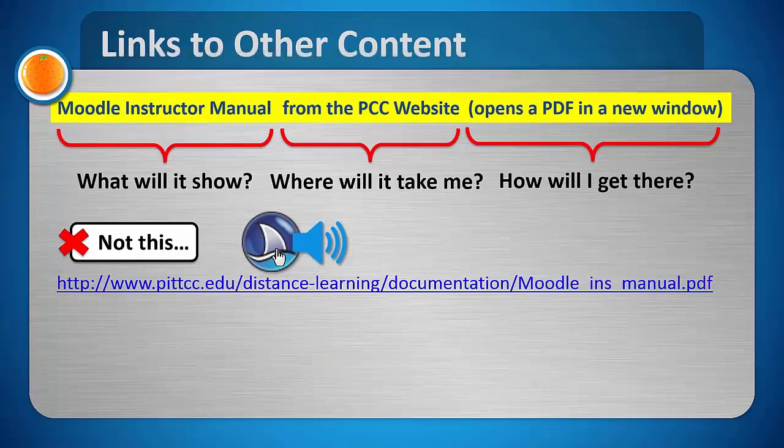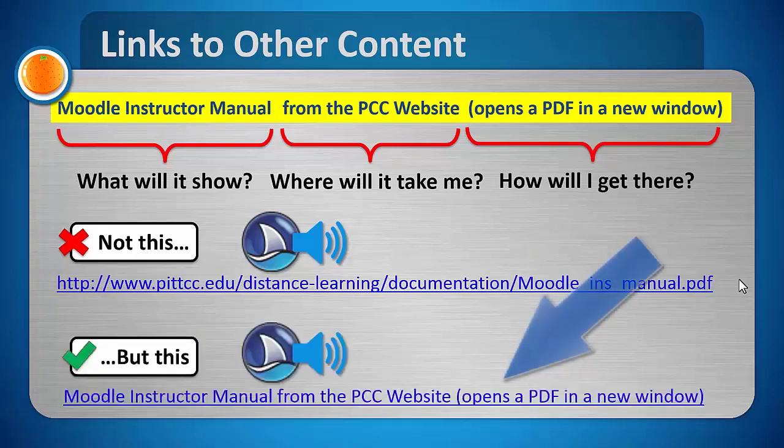http://www.pitt.edu/distance-learning/documentation/Moodle_ins_manual.pdf. While certainly that link works, a person that's using a screen reader is going to have a hard time understanding exactly what it's taking you to. I mean, they probably heard the word PDF and they go, okay, well, it's at least going to be some kind of PDF. But just taking a few minutes to change that hyperlink, the text that shows up in the document can be different from the actual address itself. It doesn't have to be the same.